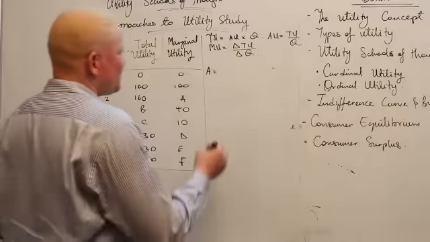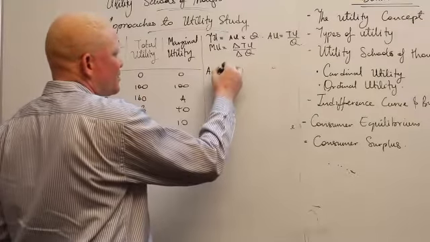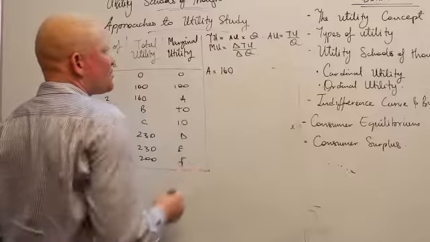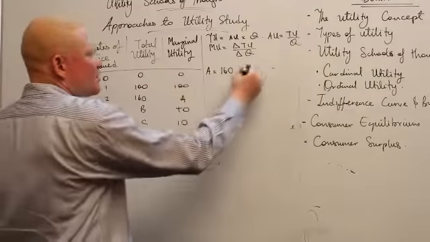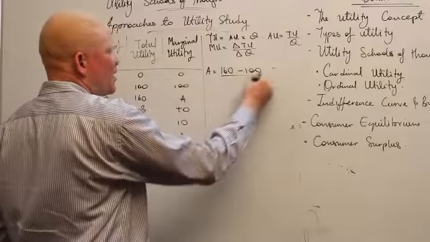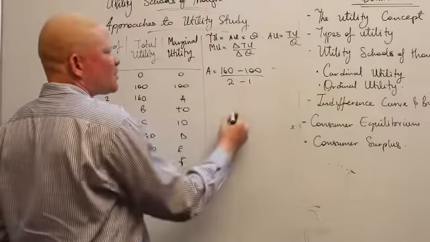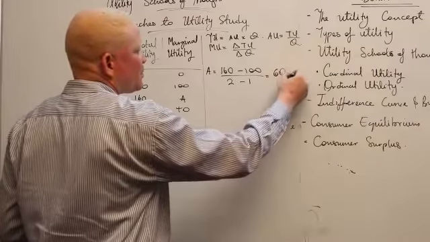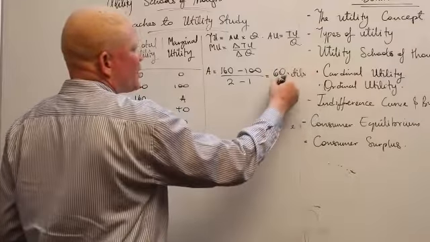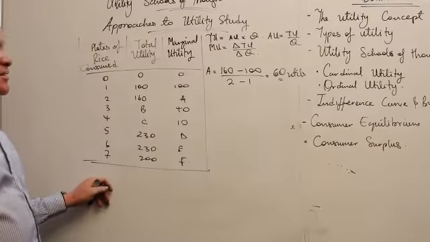Now what do we do? The new level of total utility is 160. The former total utility is 100. And the current number of units is 2, the other one minus 1. And I have what now? 60 utils as the additional utility.